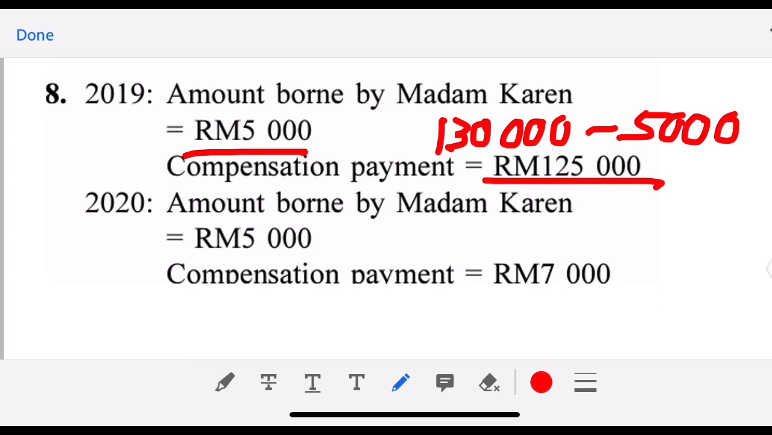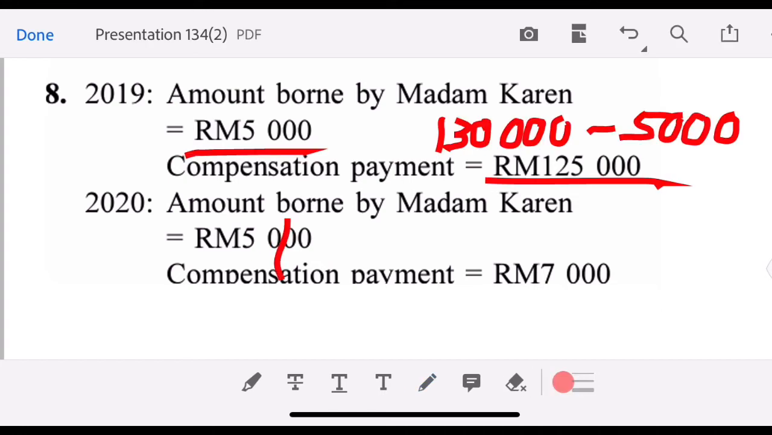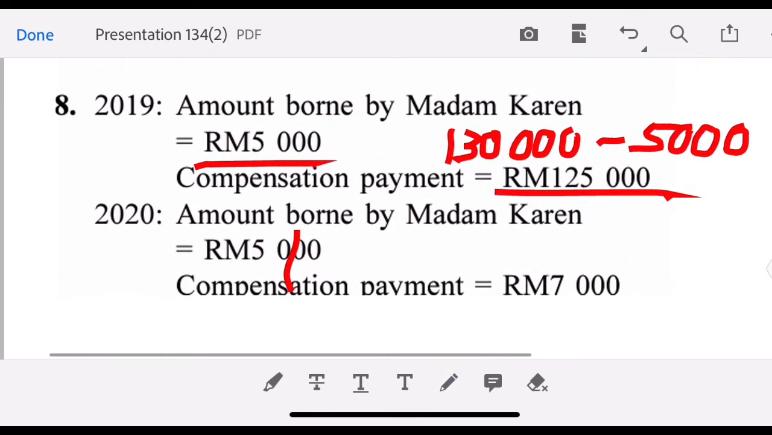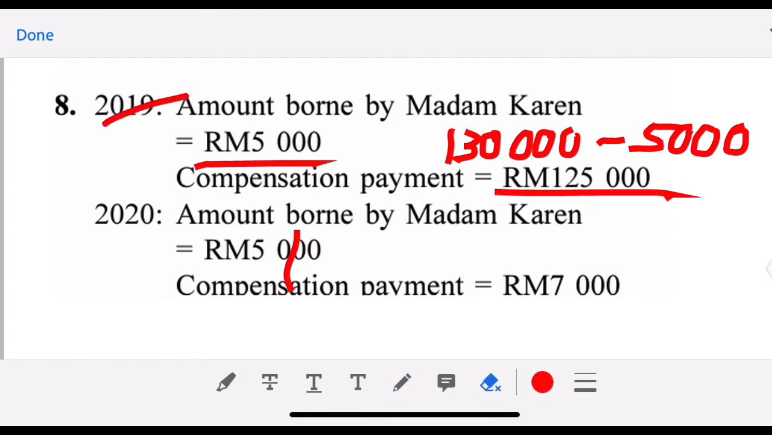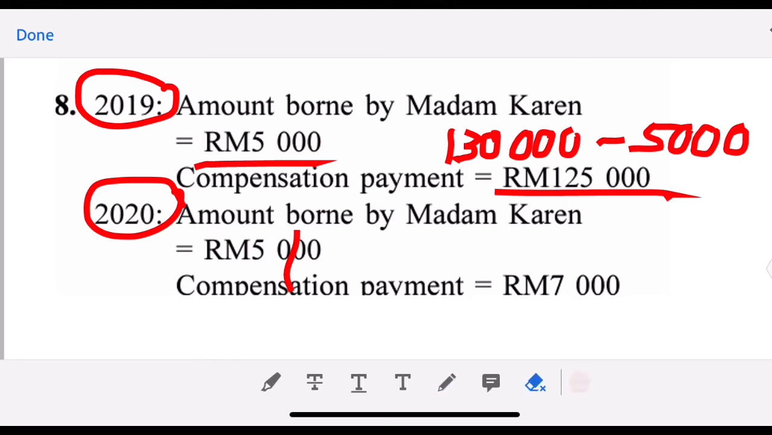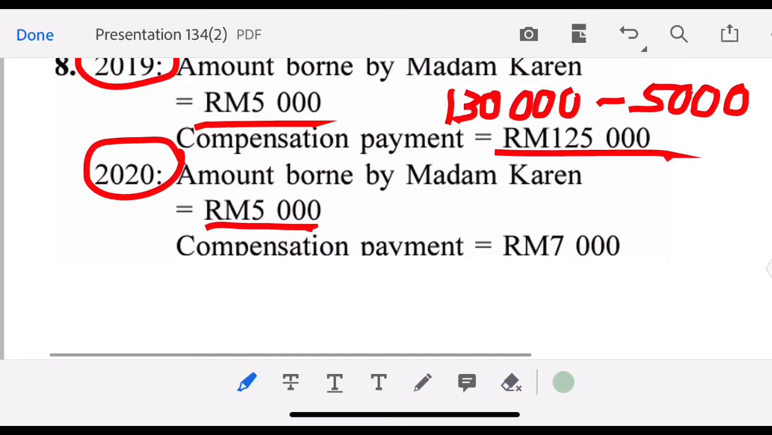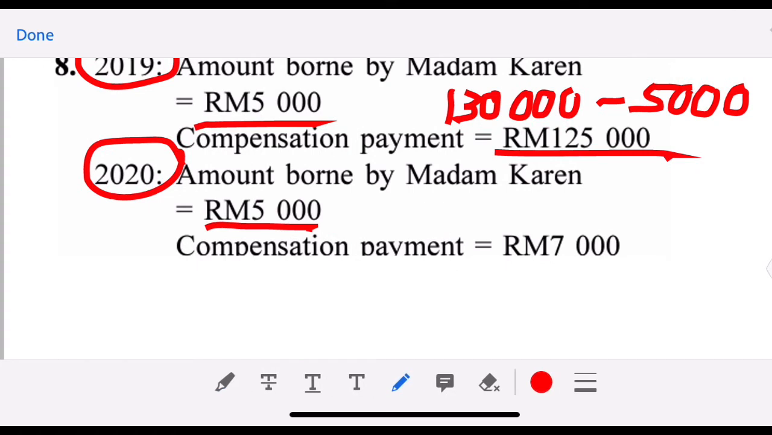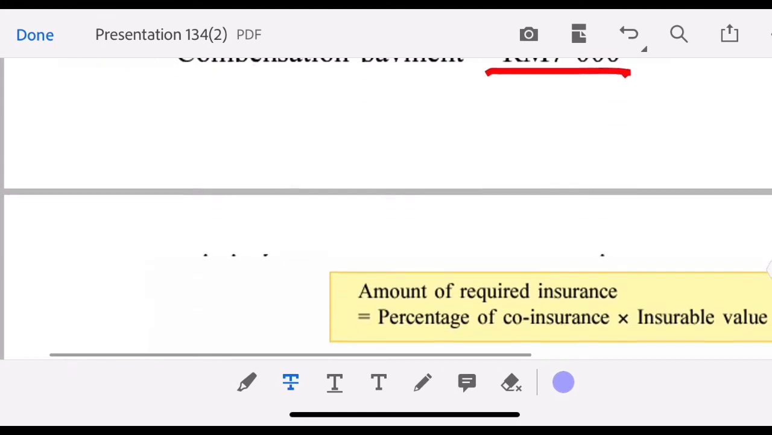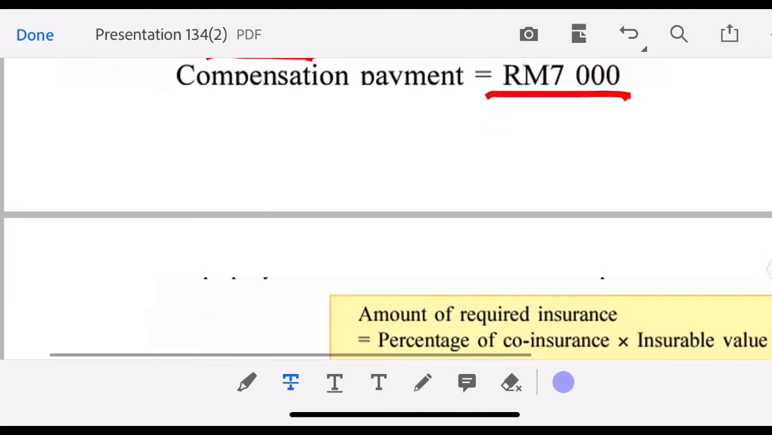So for the year 2019, and for the year 2020, the amount borne by Madam Karen is still 5,000, and the compensation payment is 7,000. So just minus from the 12,000.